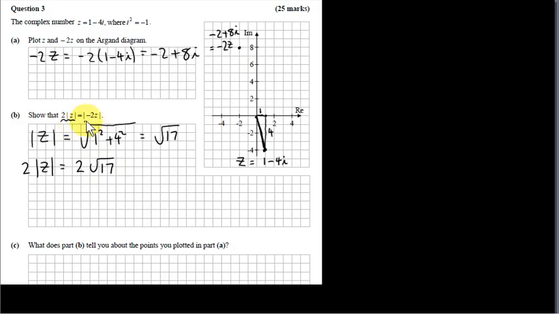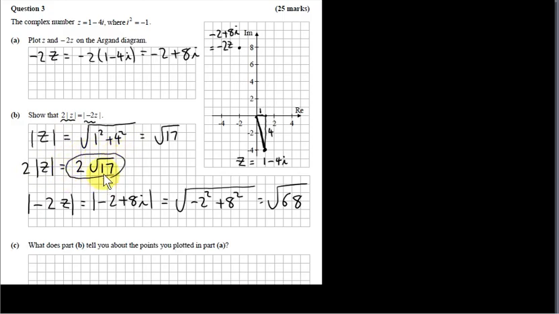Now let's look at the right-hand side. We want to get the mod of minus 2 times z. Well, we've worked out minus 2 times z already. It's minus 2 plus 8i. So we want the mod of minus 2 plus 8i. Well, what do we do? We get the square root of the real part squared plus the imaginary part squared. Minus 2 squared is plus 4. 8 squared is 64. 4 plus 64 is 68. Now we want to show that 2 times the mod of z, which is 2 root 17, equals the mod of minus 2 times z.